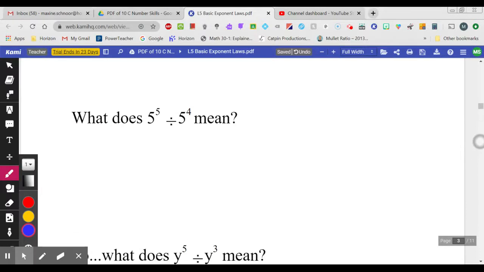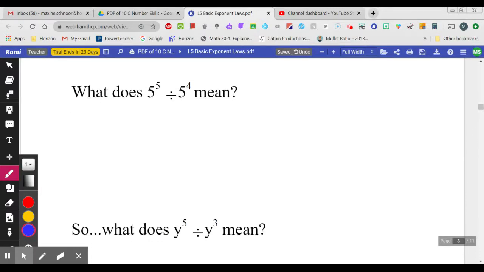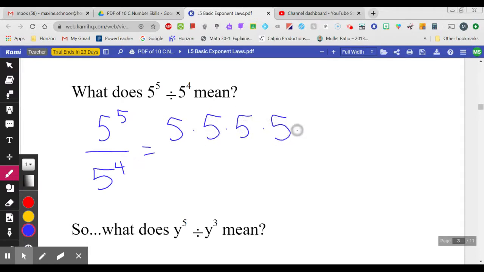Okay, the next rule is called the quotient rule. So if you have 5 to the 5th divided by 5 to the 4th, again, what I like to do with division is write it vertically, like a fraction, instead of horizontally. So 5 to the 5th means I'm going to write out 5 times. And 5 to the 4th means I'm going to write out 4 times.